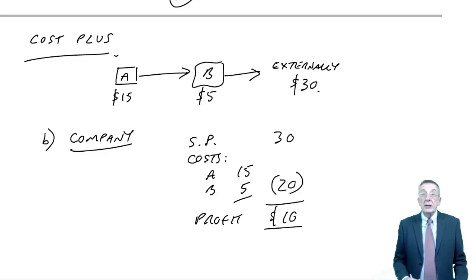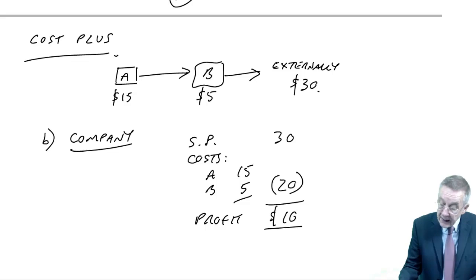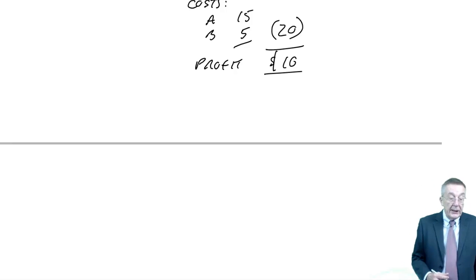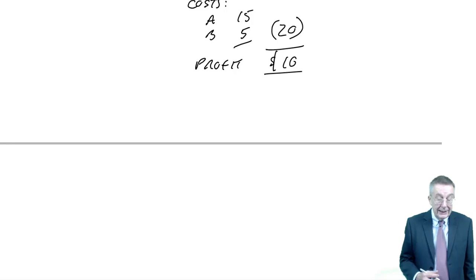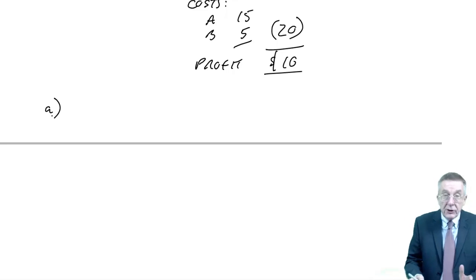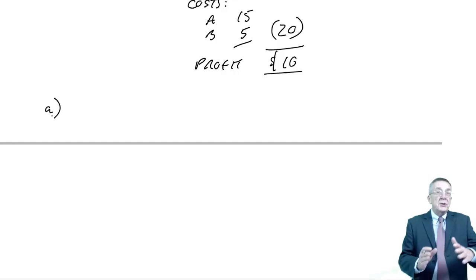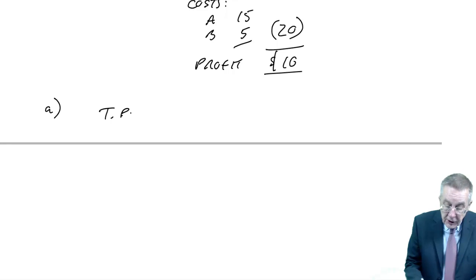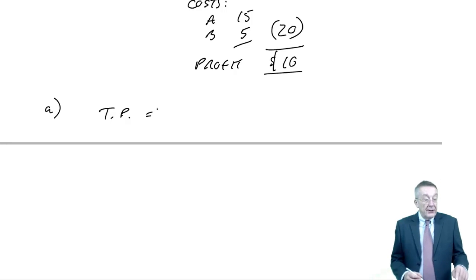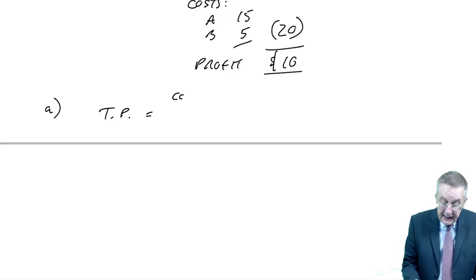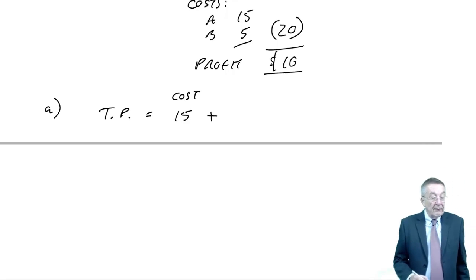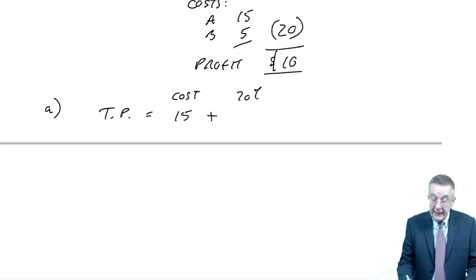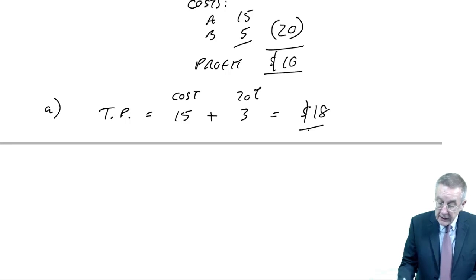However, if we're divisionalised, if we want to make the division's profit accountable, we need this transfer price. And in this question it says, if you look back, the company has a policy of setting transfer prices at cost plus 20%. So part A, what is the transfer price? Well, it's division A who's doing the transferring. It's A that's selling to B. And so when division A does the transferring, they take the cost. Well, the costs in division A are 15. And it says we have a policy of adding on 20%. 20% of 15 is 3. And so the transfer price is 18.